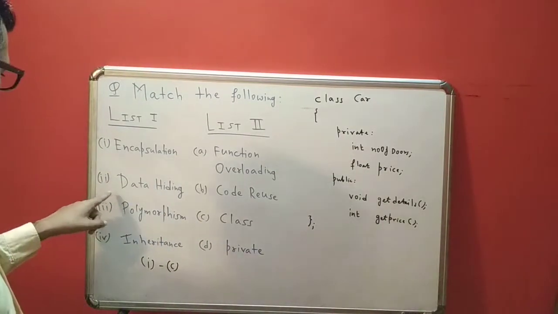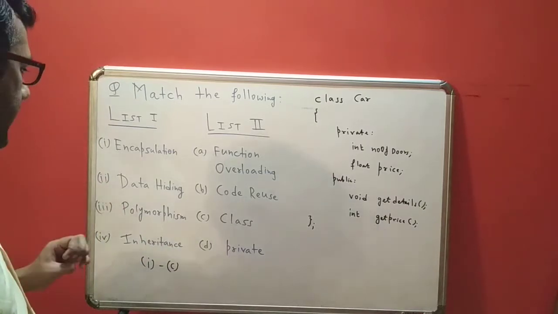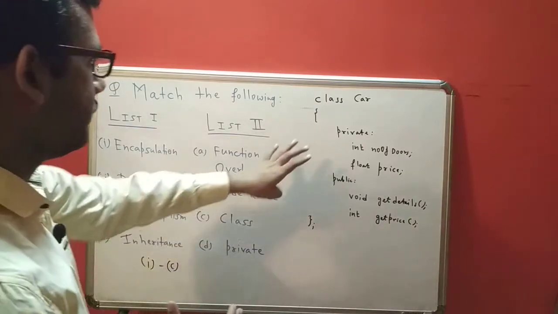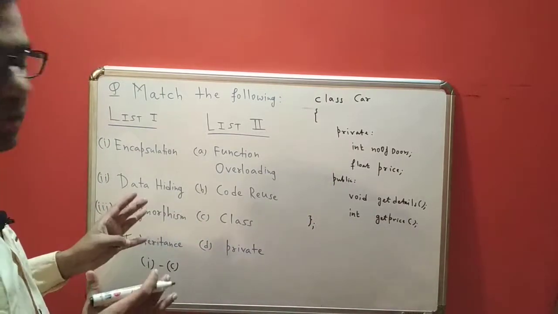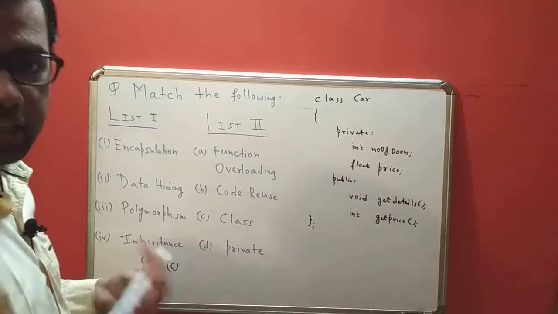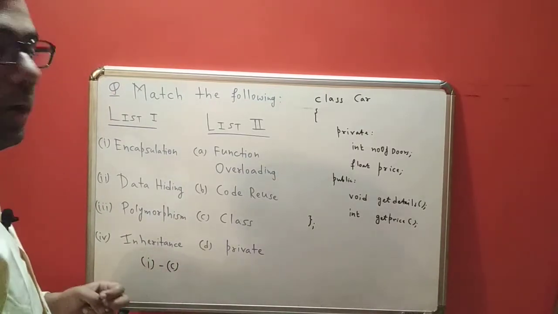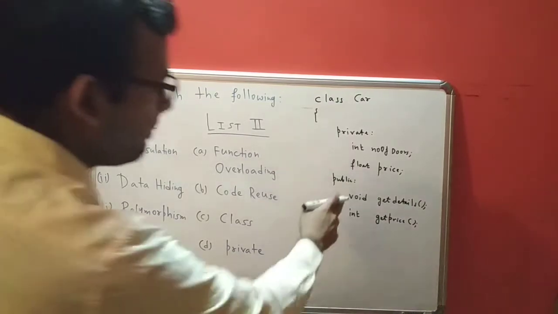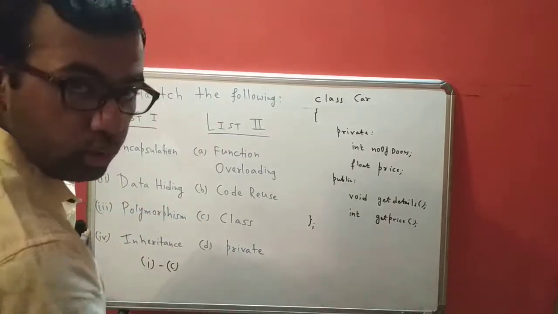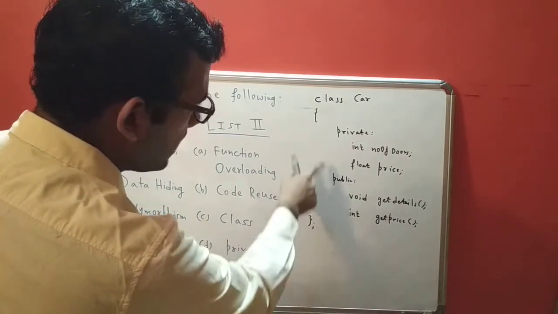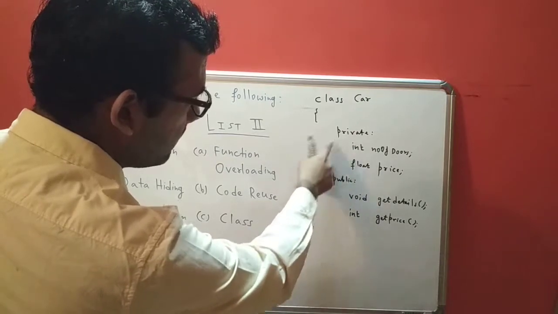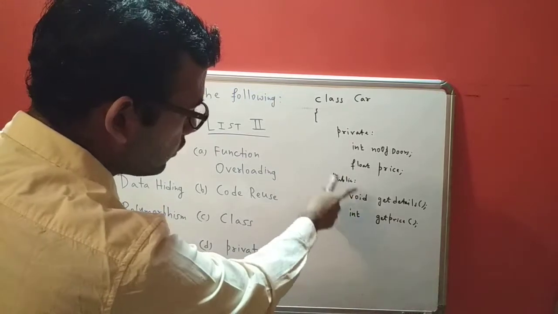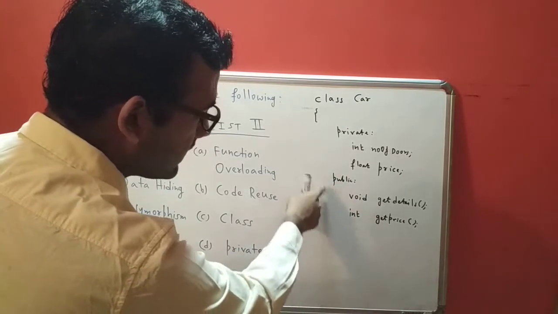Right? Now the next one is data hiding. What is data hiding? Data hiding means to protect the data of your class, or the data members, from unauthorized access. If data of a class has to be accessed, it should be done through an authorized interface, and that authorized interface is usually a member function. That's why the recommended approach is to have public member functions and private data members, so that the data members cannot be accessed directly outside the class.